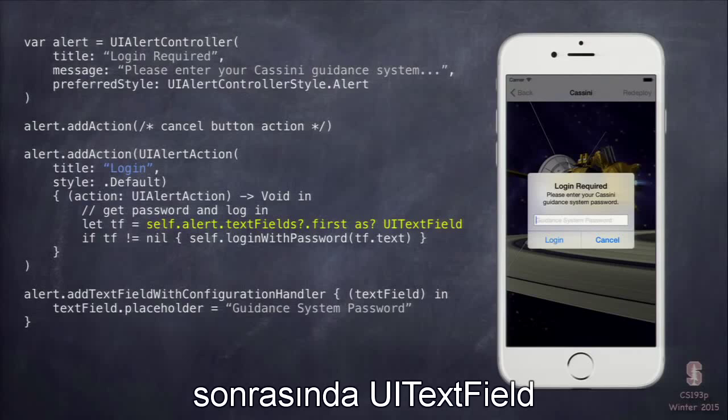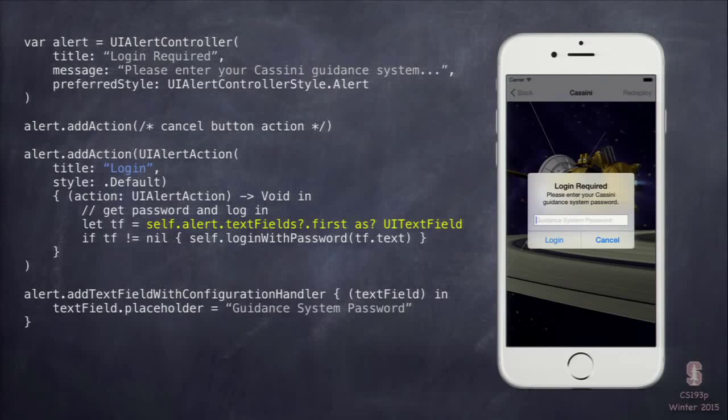And then I've got to cast it to a text field because I told you it was an array of any object. Why is it an array of any object? Don't ask. Historical reasons. It's the way Objective-C does things. It's not quite as expressive as Swift, but anyway, too bad. So you do this as question mark. So that also could return a nil.